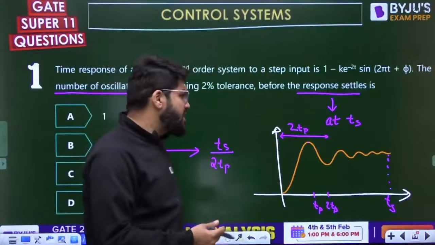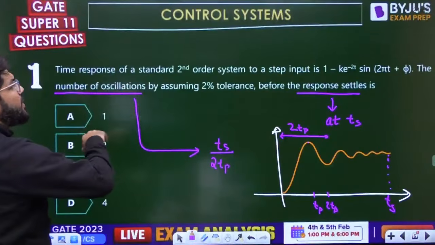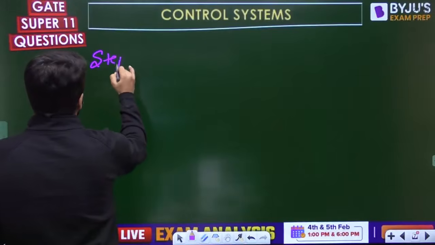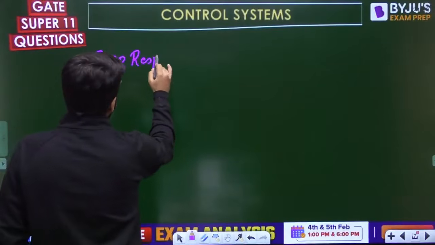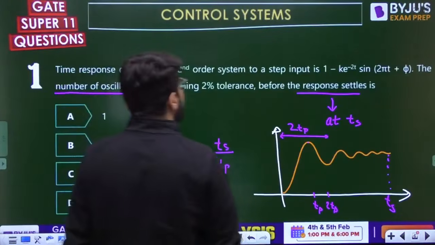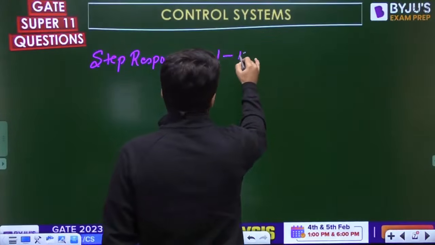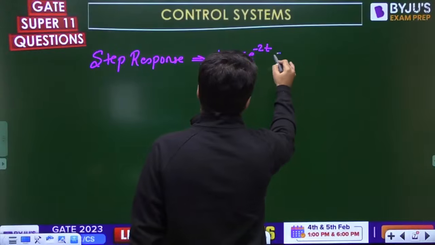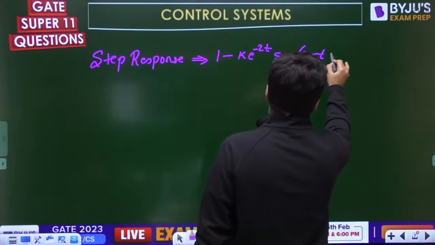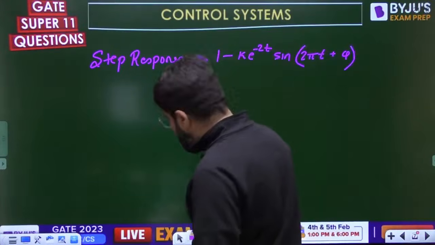But eventually, what is TS and what is TP? For that, we need some parameters. The step response is given to you, so we can just capitalize on that. What is given to me? The step response is given as 1 minus k e raised to the power minus 2t sine of 2 pi t plus phi.